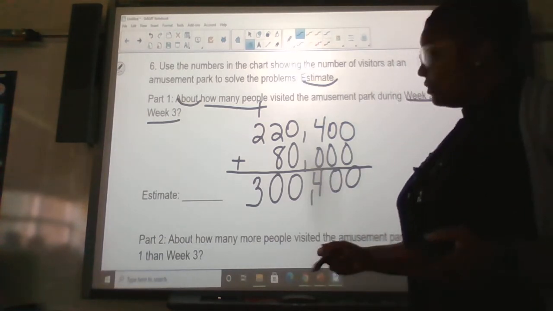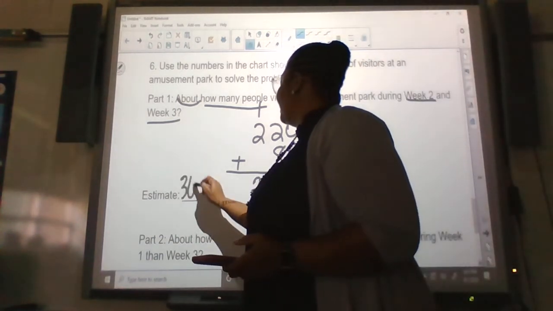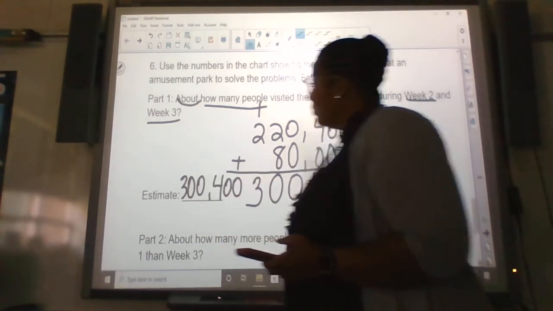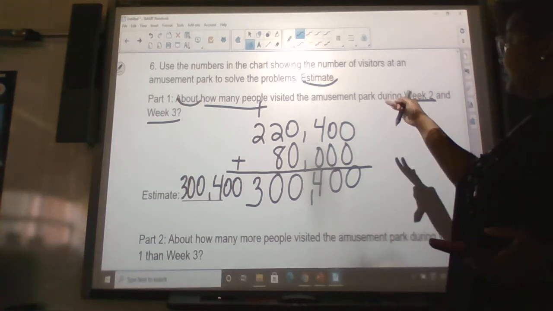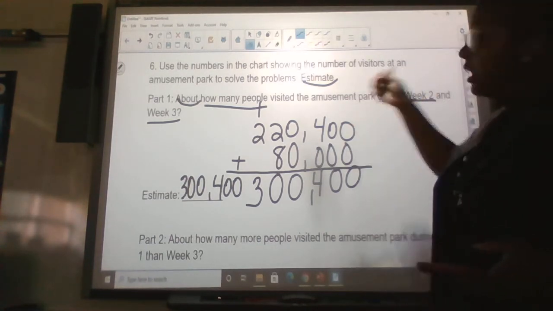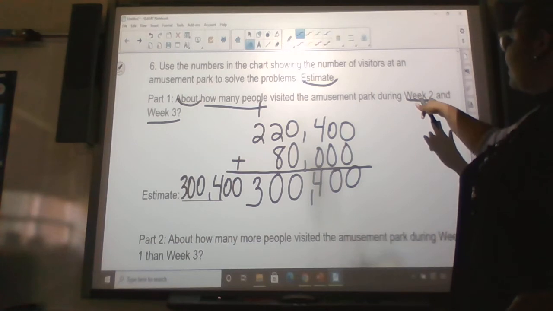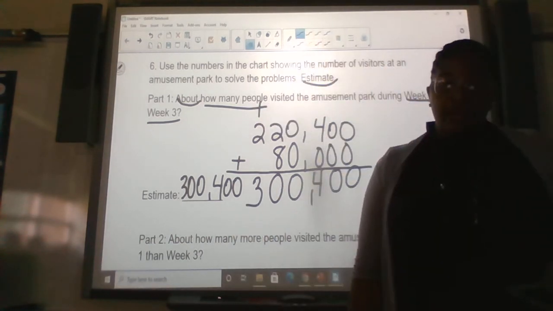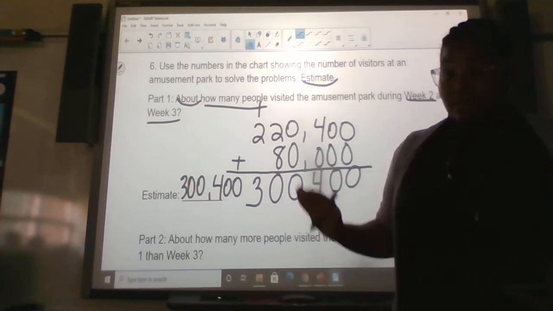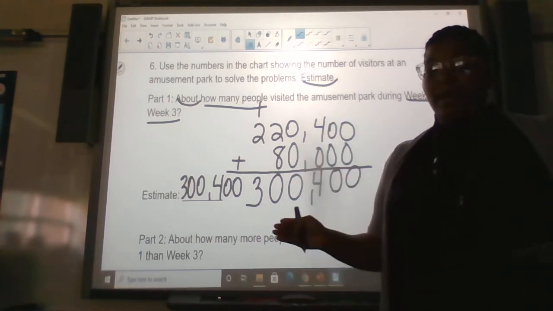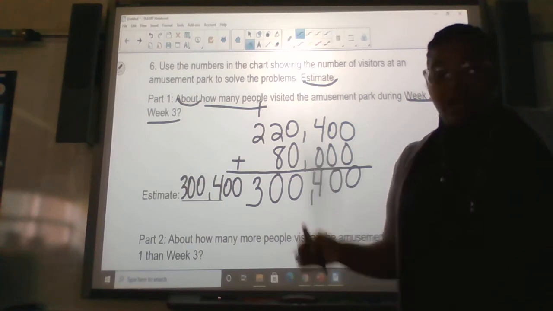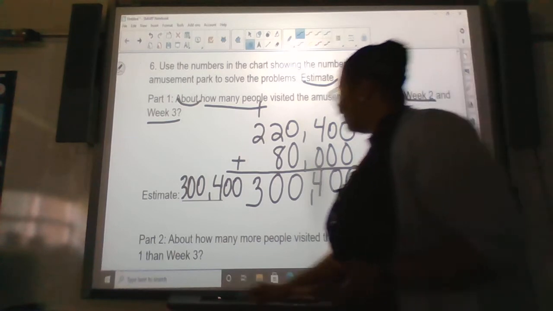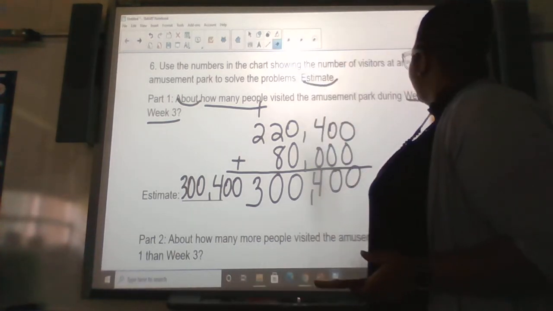So about 300,400 people attended the amusement park during week 2 and week 3. Boys and girls, say it with me. Number 6, part 1, I am going to add the numbers from the rounded column. Good job. Let's move on to our last part.